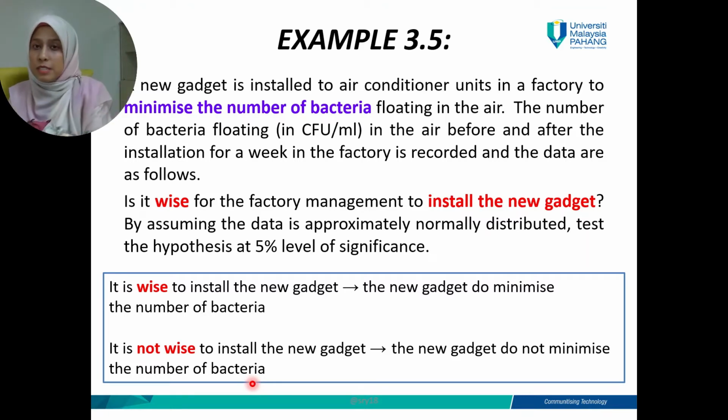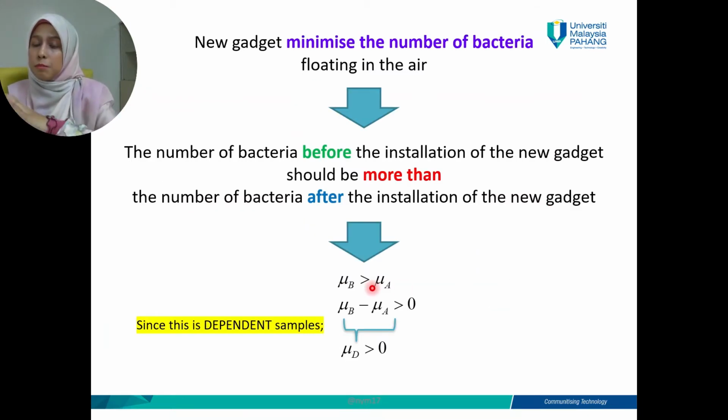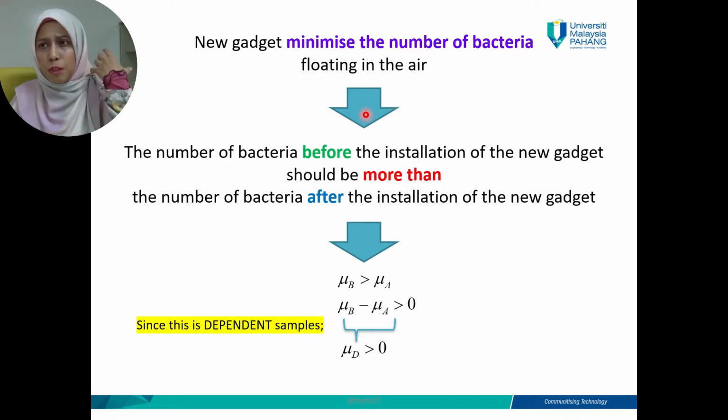Okay, so for this video, I'm going to test the first statement. I'm going to choose the first statement as my claim, which is to say that it is wise. Okay, meaning that I am claiming that the new gadget does minimize the number of bacteria floating in the air. So when I claim that the new gadget minimizes the bacteria, this needs to be tested. I only claim, but there is no proof. So now we're going to conduct a hypothesis testing to prove that my claim is correct.